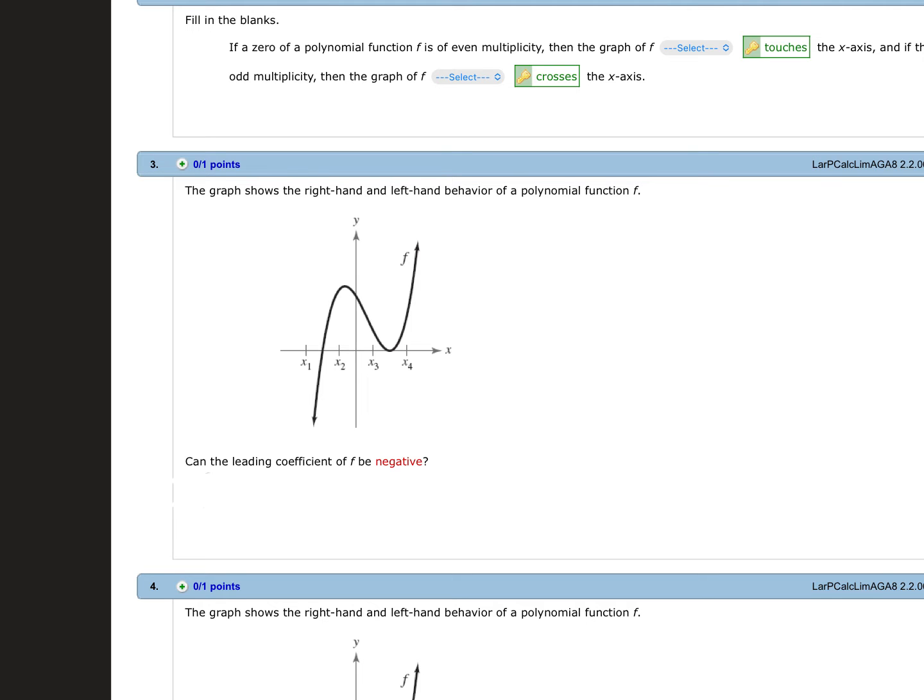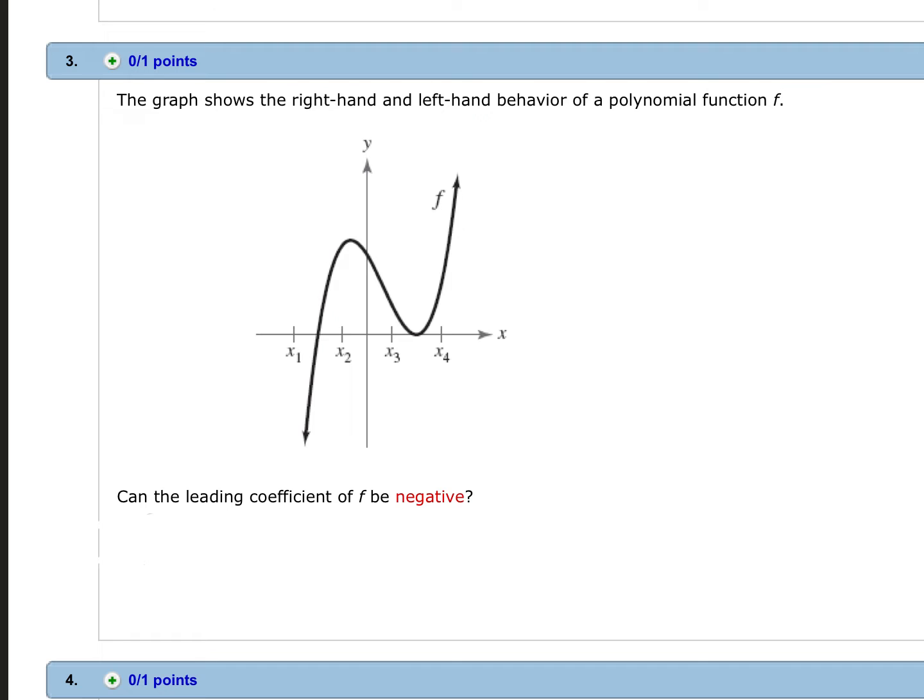So looking at number 3. The graph shows the right hand and left hand behavior of a polynomial function f. Can the leading coefficient of f be negative? What do you think? No. Why do you think no? Because the right side's going up, so that means it has to be positive. So this is nope. Has to be positive. Because remember, if it's positive, the right arrow will always go up. If it's negative, the right arrow will go down.